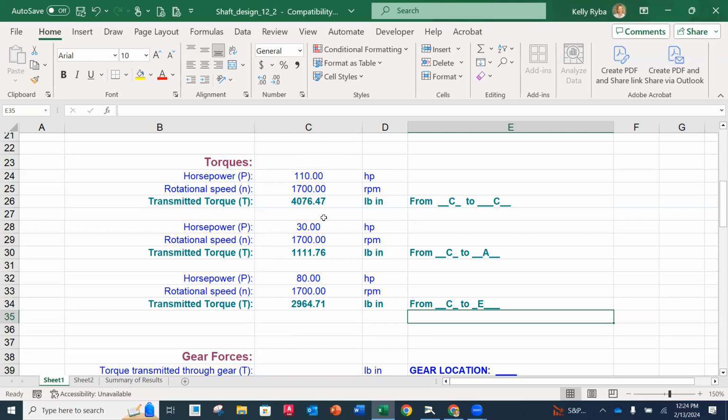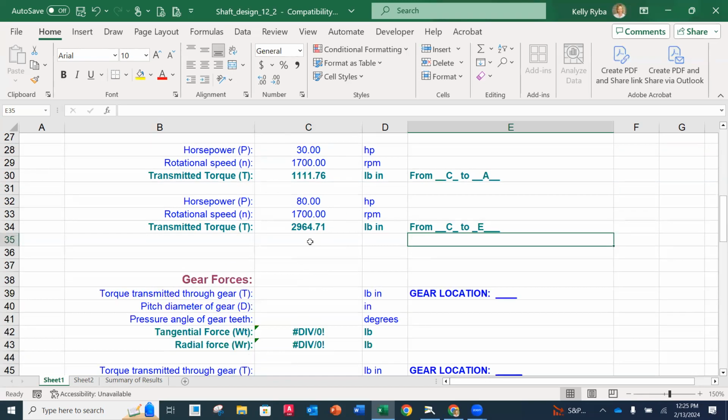And we're going to be needing that to determine what forces the chain sprocket is going to exert on the shaft at that point. The next one here is going to be the V-belt sheave, and it's going to be from C to A. So we'll look at the torque diagram in just a second. And then you're going to notice that the last one here is 2964. That one's going to go out on the gear that's on the right end, which is point E.